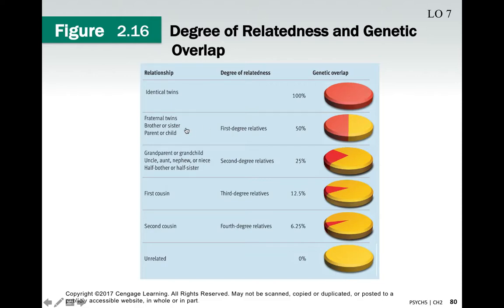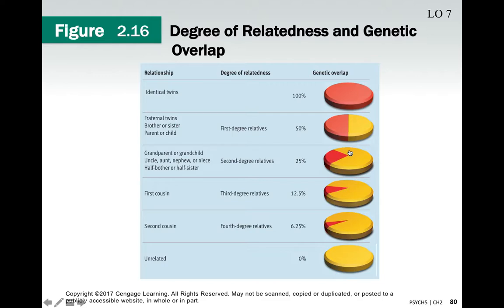Fraternal twins are like brothers and sisters, parent and child. They share 50% of genetic material. You share 25% with your grandparents, your grandchild, your aunts, uncles, nieces, nephews, half-brothers, half-sisters, and so on and so forth. So you can take a look at that. And these are the things that people in behavioral genetics and psychology study in these different populations to see how they behave differently when they're related and otherwise.